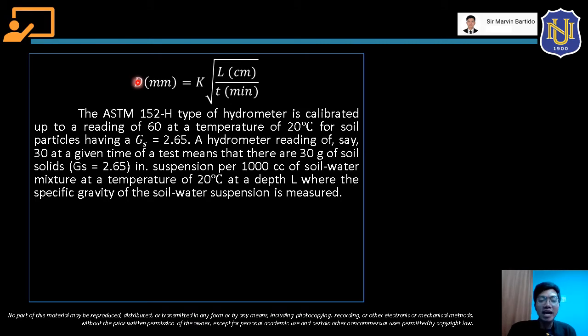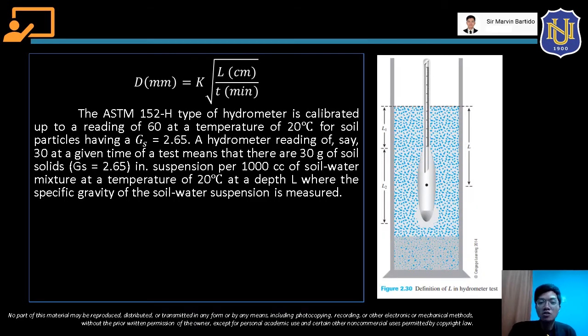Okay, so the ASTM 152H type of hydrometer is calibrated up to a reading of 60 at a temperature of 20 degrees Celsius for soil particles having a specific gravity of 2.65. So the type of hydrometer class na ginagamit natin dito is 152H. So itong type ng hydrometer na ito class, this is calibrated to a reading of 60. So hanggang 60 class yung reading natin dito.